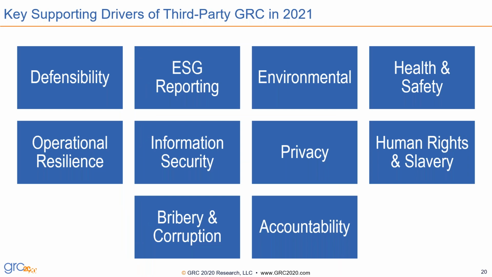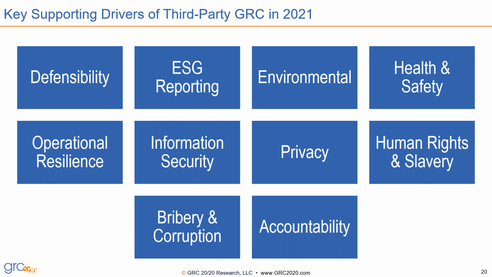From these 5 strategic trends, we see several key supporting drivers. We see the need for defensibility, being able to have a strong audit trail and system of record to defend the organization and keep itself out of trouble. Also the need to deliver ESG reporting, and we're seeing this in regulations like what's coming out of the EU directive in Germany this year.